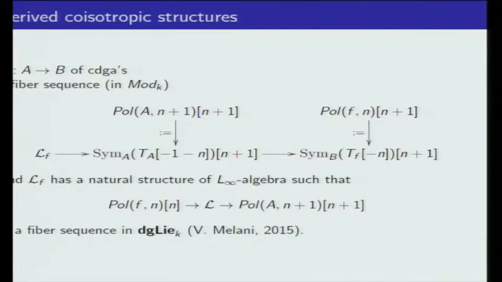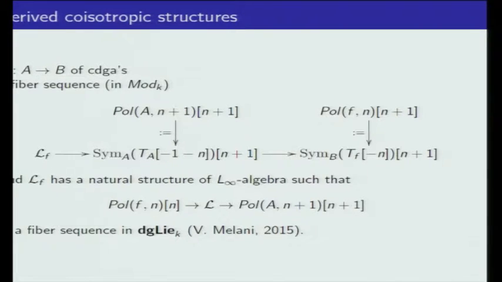Let me go to derived coisotropic structures, which is something under investigation. So let me give a definition of derived coisotropic structure. If you have a map of CDGAs from A to B, then you can consider polyvectors with some shifts. So Pol(A, n+1), with a shift n+1, and it maps, using the map f, to the relative polyvectors, but shifted by n. The shift outside is n+1 for both, but the shift inside is n because you are using the transitivity sequence. So you lose one shift.